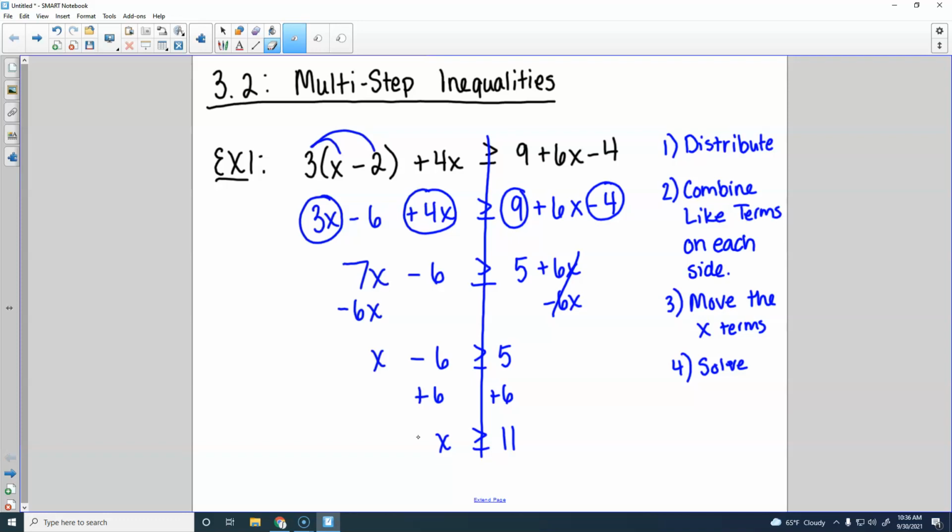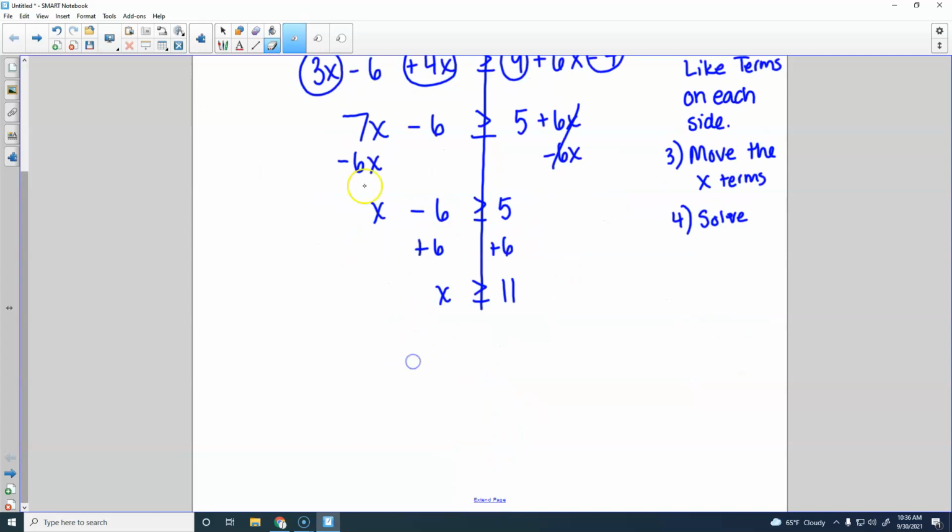Okay. Questions? All right, we do want to graph our answer on these. So we would have 11, here would be 10, here would be 12. We'll have a closed circle. Which direction do I shade? Right.